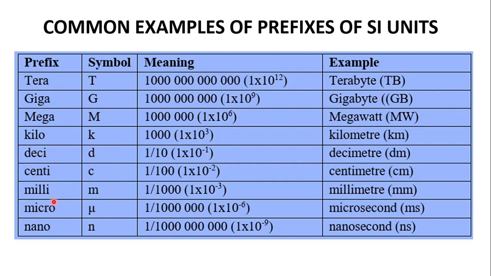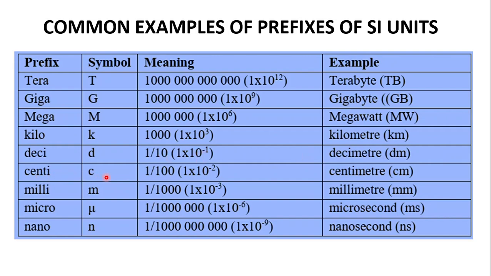Starting from this going down, the values keep decreasing. So from this to nano, this is descending order. From kilo going upwards, that's ascending order, big values. So this d means 1 over 10 or 10 to the power minus 1. For example, decimeter. Decimeter means 1 times 10 to the power minus 1.